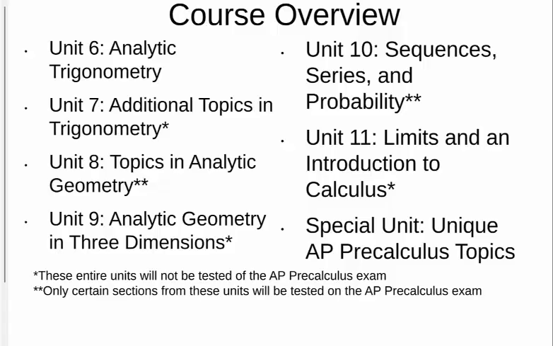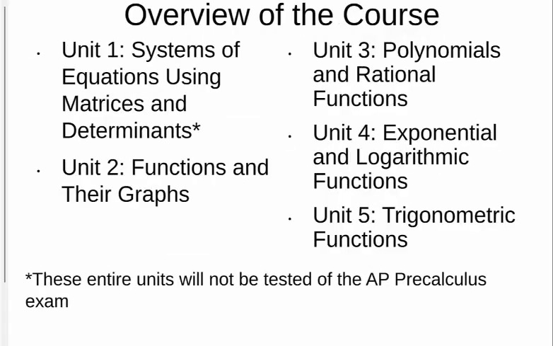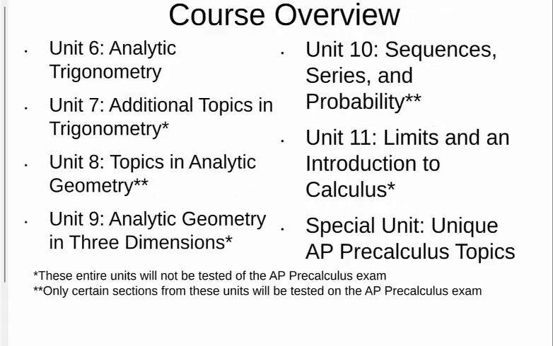Those are things that will only be on the AP Pre-Calculus exam that you might want to know. Again, the whole units of Unit 7, Unit 11, and Unit 9 will not be on the AP exam. None of the stuff in there. In Unit 8 and Unit 10, there will be certain sections that will be for AP Pre-Calculus. So those will be noted for you. I'll say this is on the AP exam and these others aren't. So just know that if you're doing AP Pre-Calculus, you would do 2, 3, 4, 5, 6, part of 8, part of 10, and then the special unit. And that will cover everything for the AP Pre-Calculus exam.